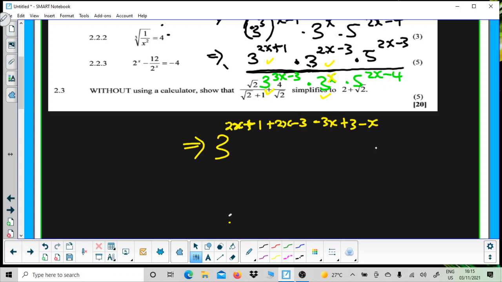Now let's go to the base of 5. You just multiply it with the base of 5. Things on the numerator, they come as they are. So I'm going to take 2x minus 3 as it is.